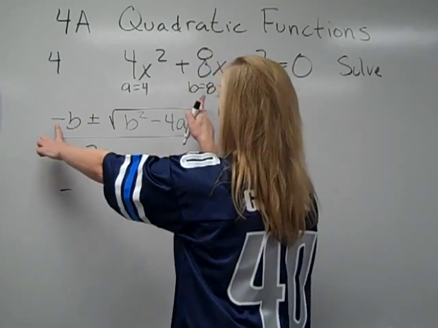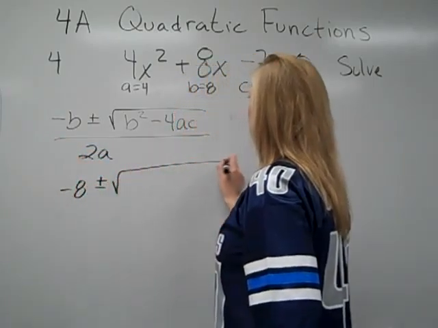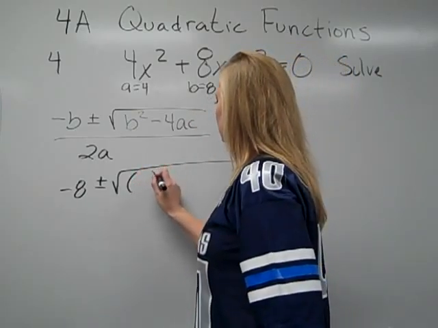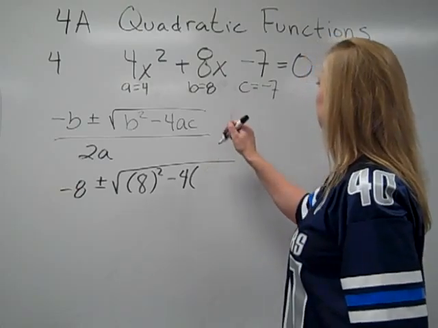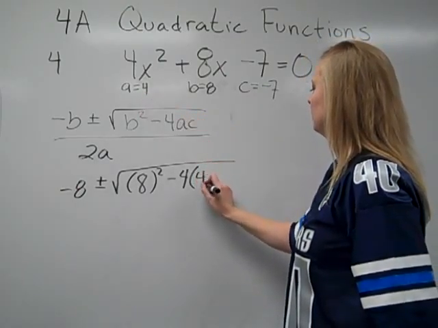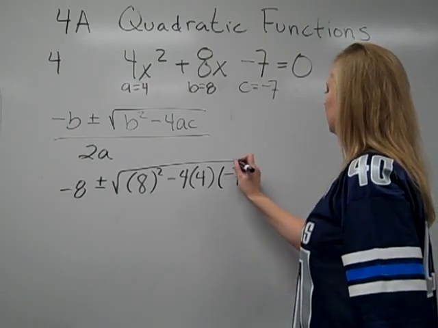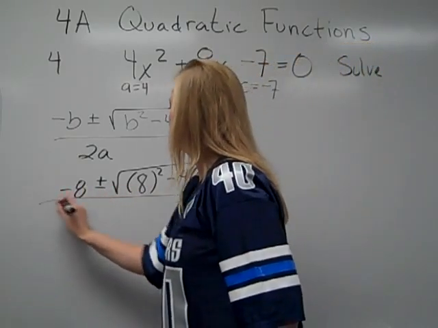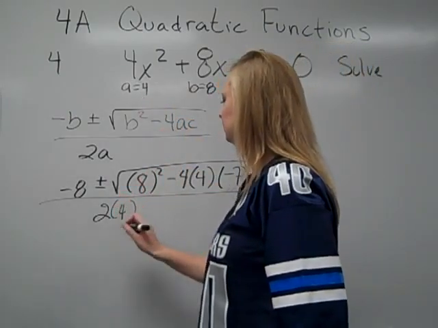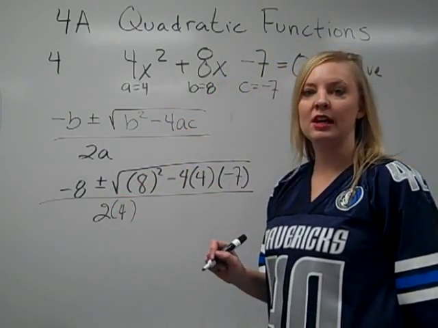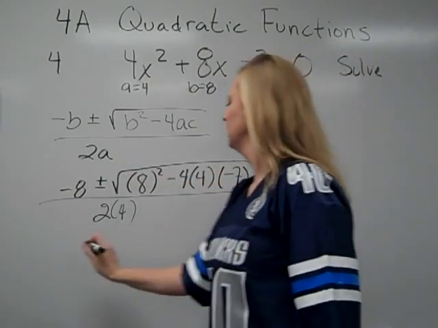Negative 8 plus or minus the square root of 8 squared minus 4 times a, which is 4, c is negative 7, all over 2 times the quantity 4. All right, let's simplify our discriminant first.